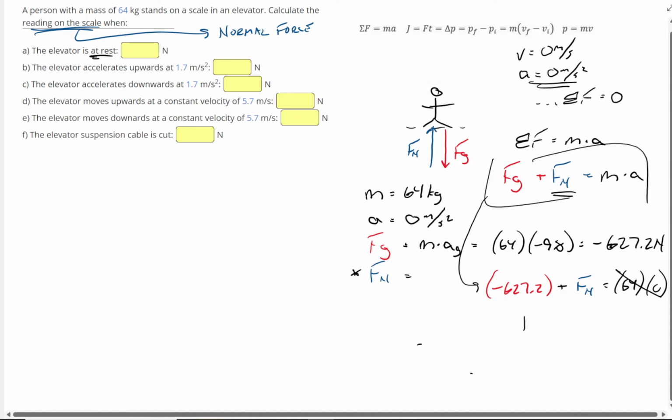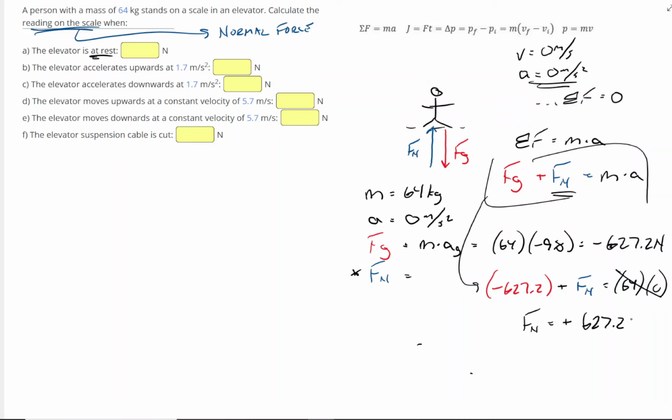Well, that means the normal force would have to be upward at 627.2, right? Pretty obvious here. 627.2 would be what the scale would read. It would read the normal weight in this scenario. It's exactly how you would want to weigh yourself. You'd stand on a scale, not move, and it should read what you normally read.